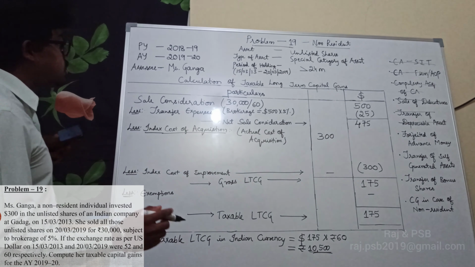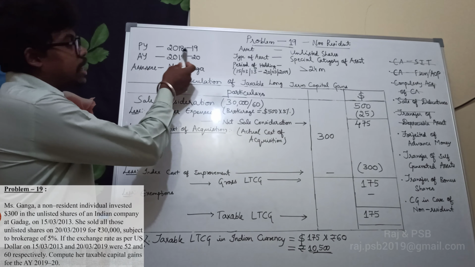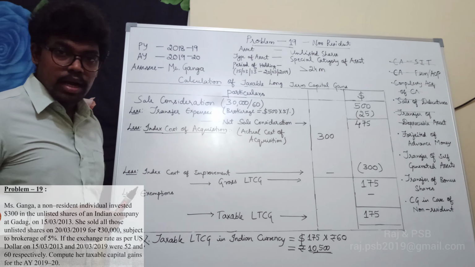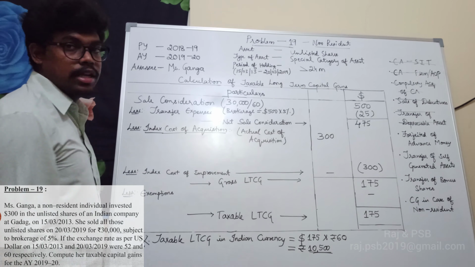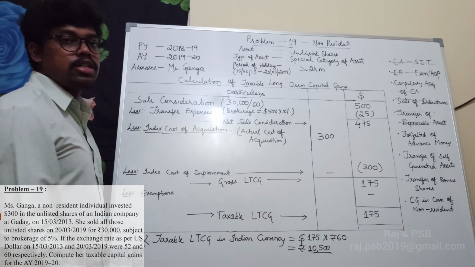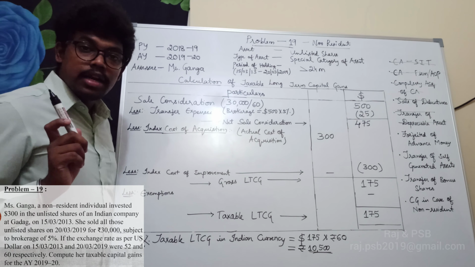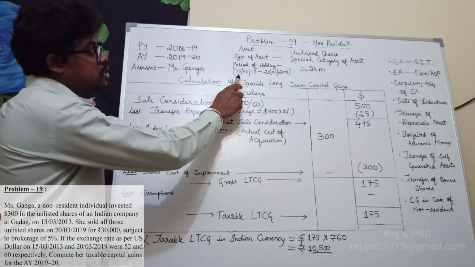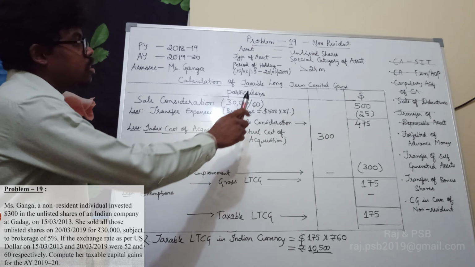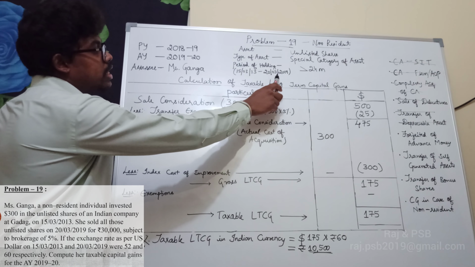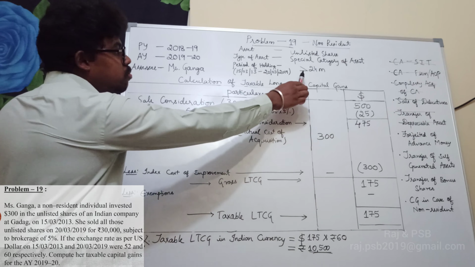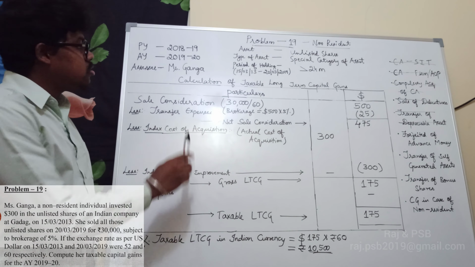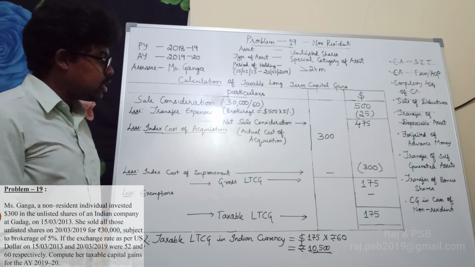Okay, let us start the sum. Previous year 18-19, assessment year 2019-20, assessee is Miss Ganga and asset is unlisted shares. So any unlisted shares are treated as a special category of assets. So the period of holding: the purchase date is 15/3/2013 and the sold date is 23/2019. So it is more than 24 months. So it is treated as long-term capital gains. So calculation of taxable long-term capital gains.